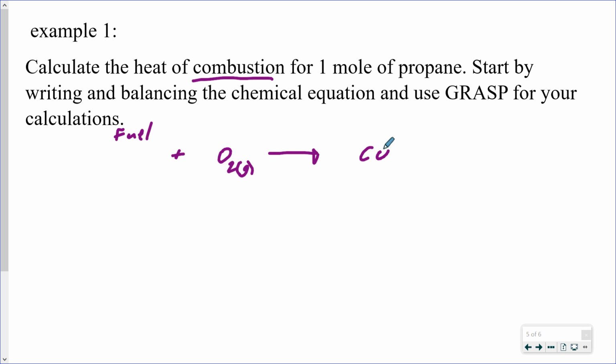The products are going to be carbon dioxide and water. It doesn't matter if you write the carbon dioxide first, as I have here, or if you write the water first. It's exactly the same, but it does matter that water is a gas. Okay, so you do need to know that. So the only thing that's going to differ is the fuel. In this case, the fuel is propane. And again, that's in your data booklet, and it is C3H8.